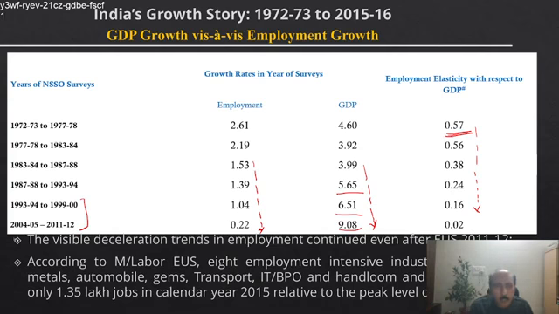And in the last survey, 2004-05 to 11-12, the employment elasticity is only 0.02. It means if GDP rises by 1 percentage point, the employment will rise only by 0.02 percentage points. It means the growth is taking place, but growth is taking place without commensurate employment growth.